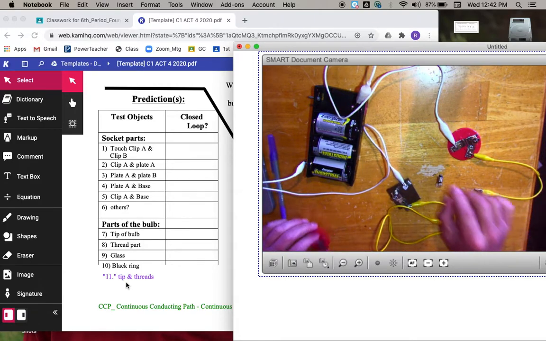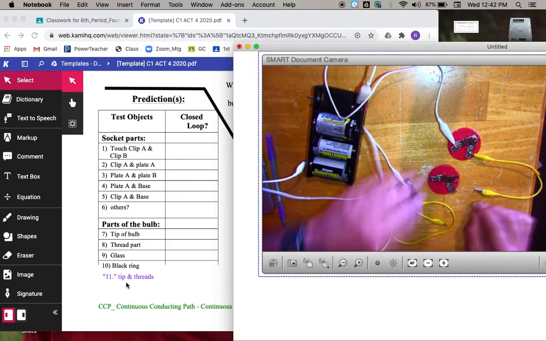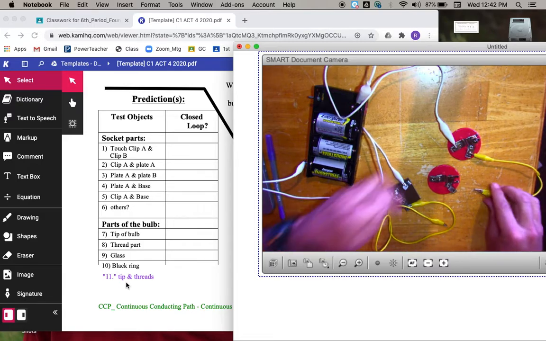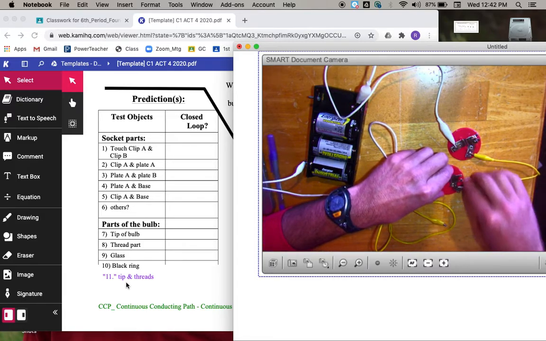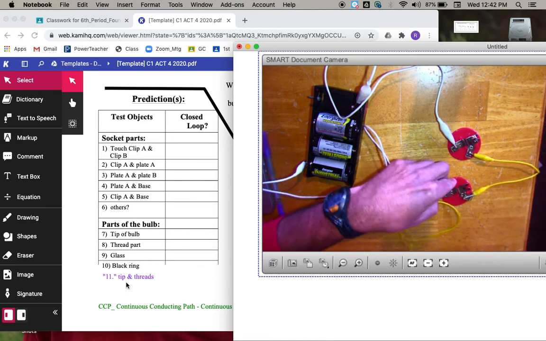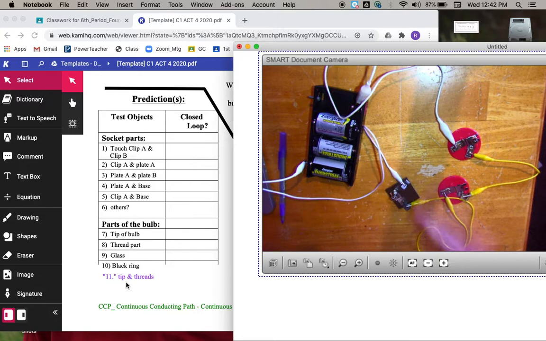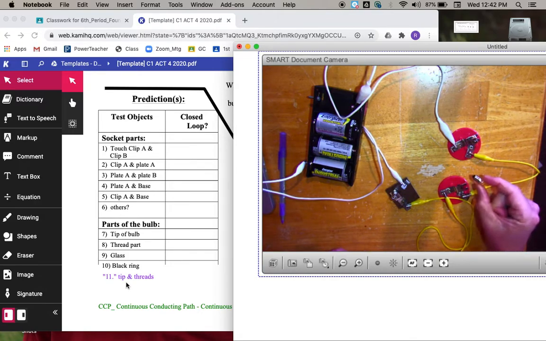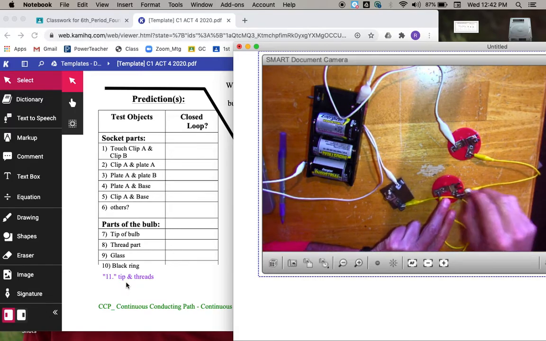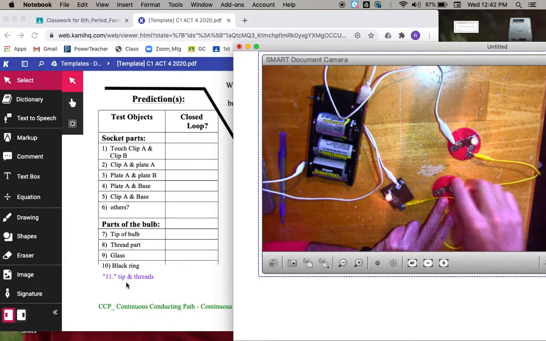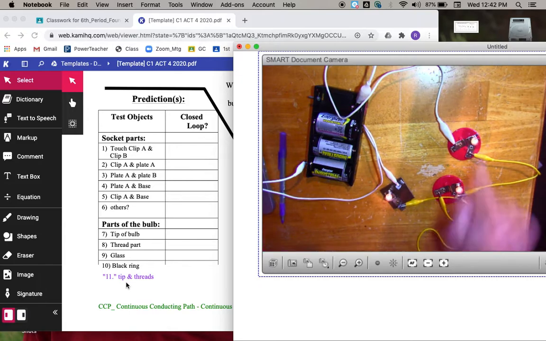If we were to take this a step further, what if I set up the very first example we looked at, when we hooked up an empty socket and hooked the wires to clip A and clip B? Notice, as before, the test bulbs didn't light. However, what if we added a third bulb to this third socket at this time? What do you think will happen? There you go. And all three bulbs lit.